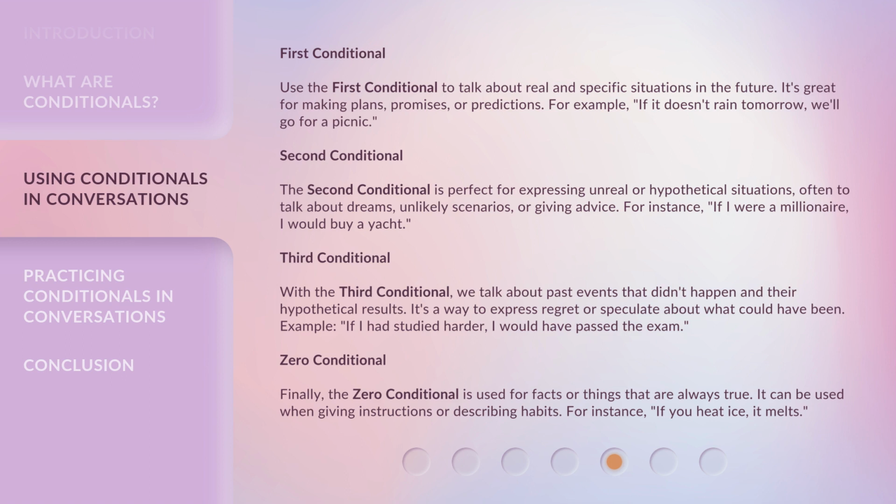Second conditional. The second conditional is perfect for expressing unreal or hypothetical situations, often to talk about dreams, unlikely scenarios, or giving advice. For instance, if I were a millionaire, I would buy a yacht. Third conditional. With the third conditional, we talk about past events that didn't happen and their hypothetical results. It's a way to express regret or speculate about what could have been. Example: if I had studied harder, I would have passed the exam.